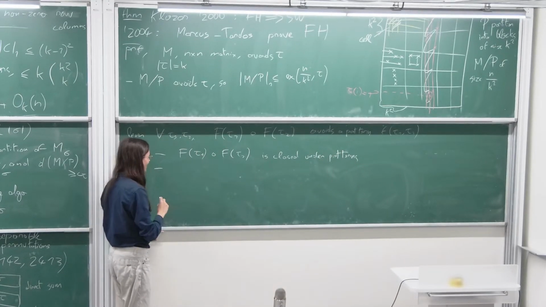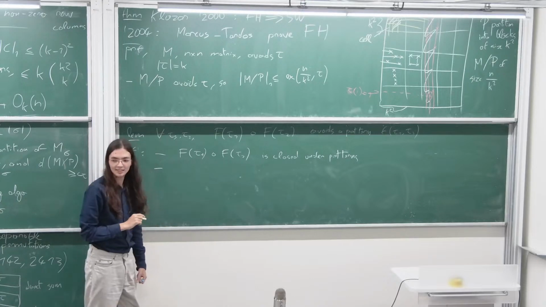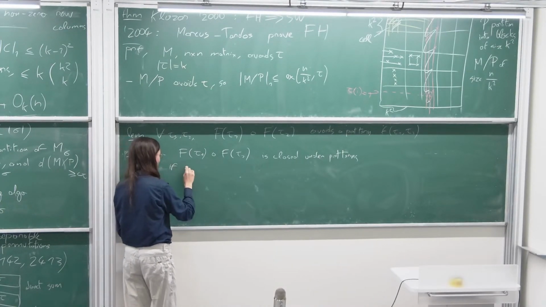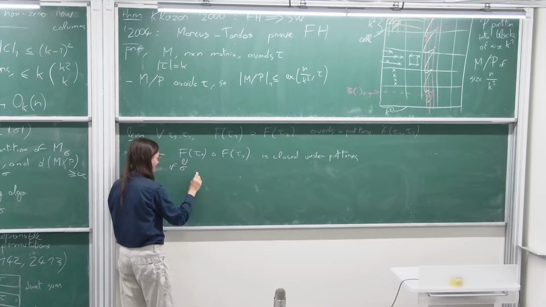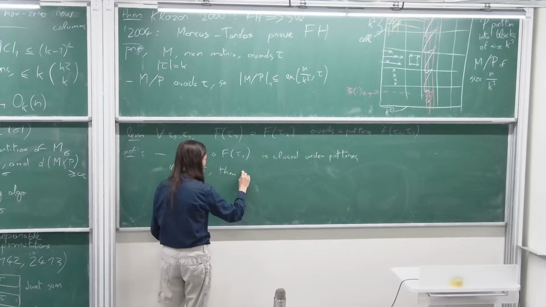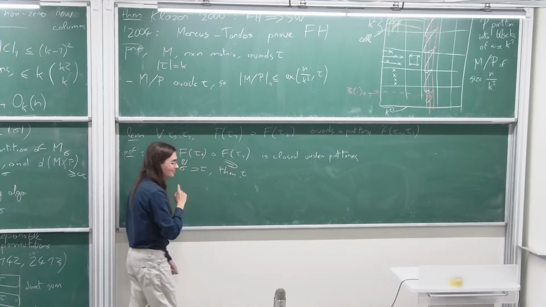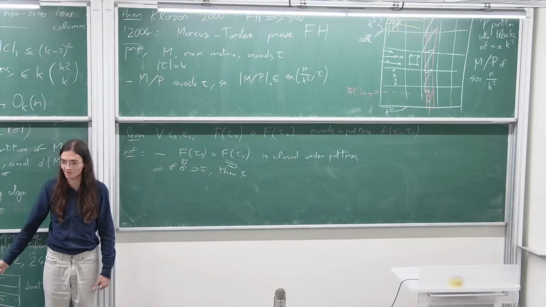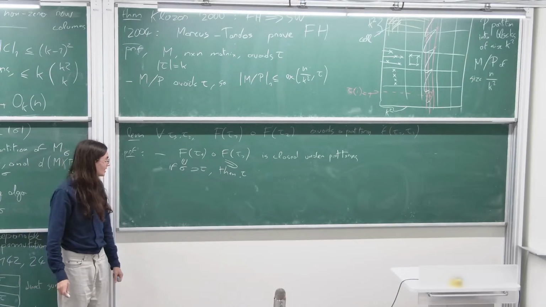And now, what do you mean by closed? If you have sigma which belongs to this and tau which is a pattern of sigma, then tau is also in this. Right, the same way that we say closed under induced subgraphs for graphs.